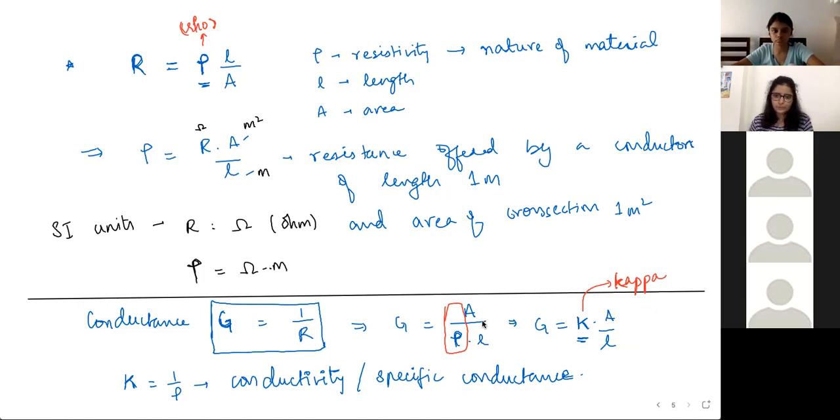1 by rho, A by L. Okay. And just like how we define resistivity, you can define conductivity also as the conductance of a conductor or a solution which is 1 meter in length and has an area of cross section of 1 meter square.